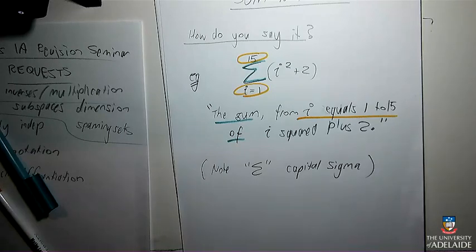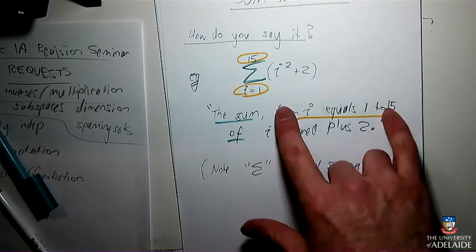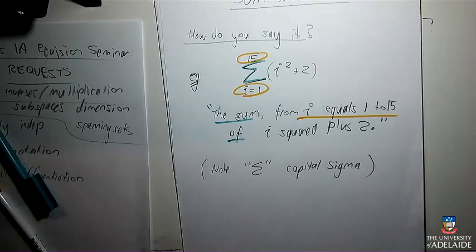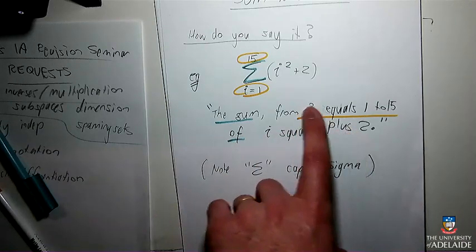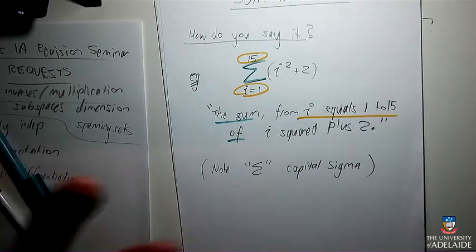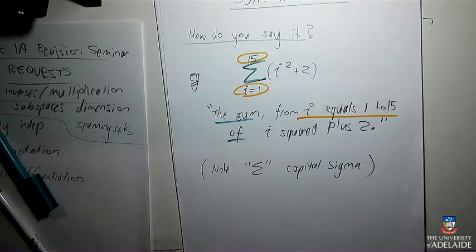How do you say it? Well, it's the sum of something. You can put this bit here at the end of the sentence. It probably makes more grammatical sense in English to have it at the end. So the sum of I squared plus 2 from I equals 1 to 15. Anything that's grammatical is fine, but most people like to read it in the order it's presented. And so then we need to know, what does it mean?